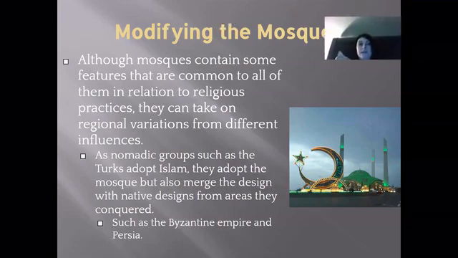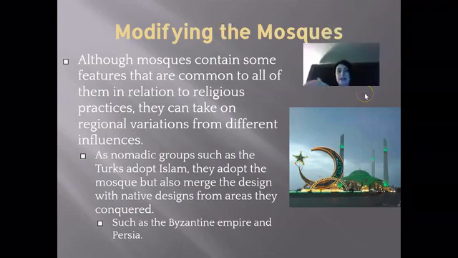So even though mosques contain some features that are common to all of them, so again, minbar, mihrab, Qibla wall, fountain, courtyard, and either being a communal open space or being more of a hypostyle style hall, just like in the early Arabic world, they're going to take on the regional flavor or style of the places that they are built.